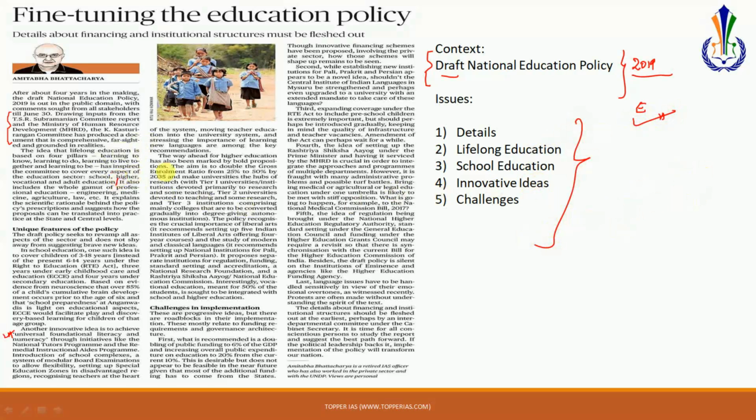Now coming to the issues which are important, first and foremost you should know some details about this draft national education policy. First, this has drawn inputs from the TSR Subramanian Committee report. This was also a report on the education system in India, a very major report, so it has drawn upon that report. Also it has drawn upon some data from the Ministry of Human Resource Development, and this draft has been prepared by the K. Kasturirangan Committee. So the name of the committee becomes very, very important in this particular context.